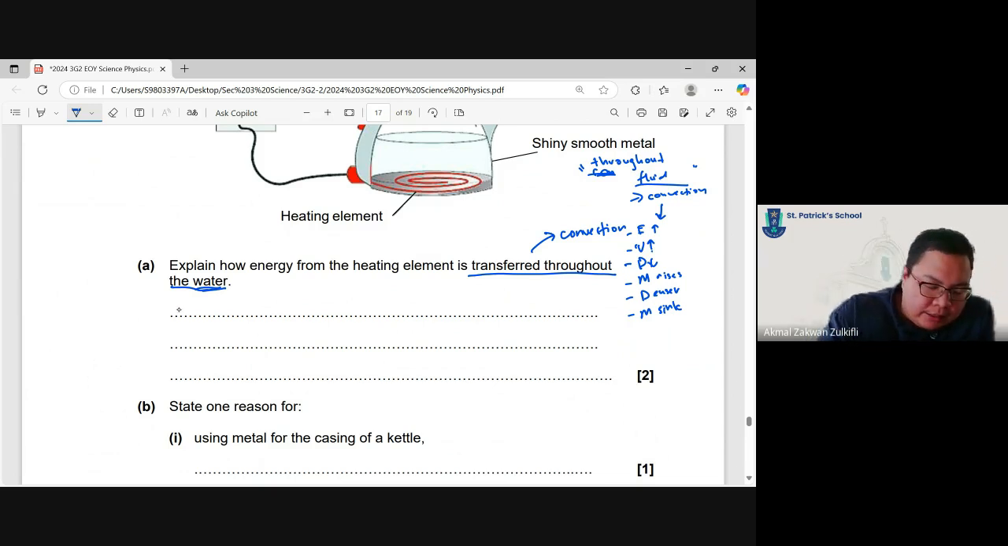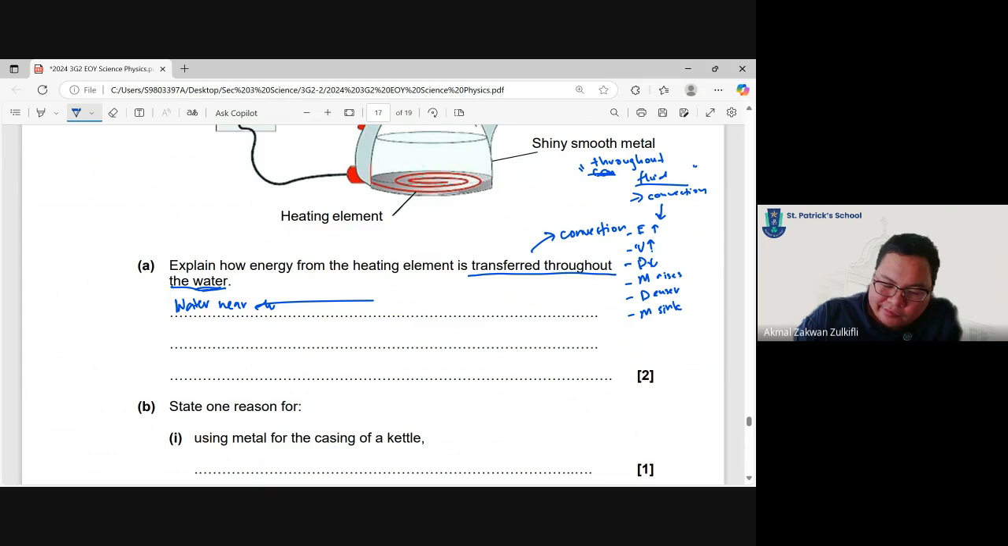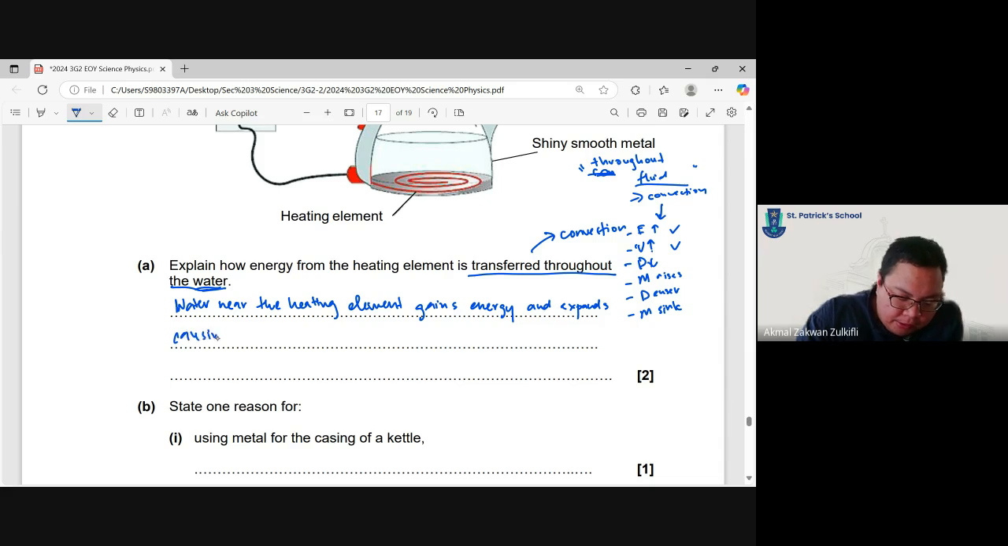Okay, so you must say that the water near the heating element increases in temperature, gains energy, and expands, causing its density to decrease, and rise.